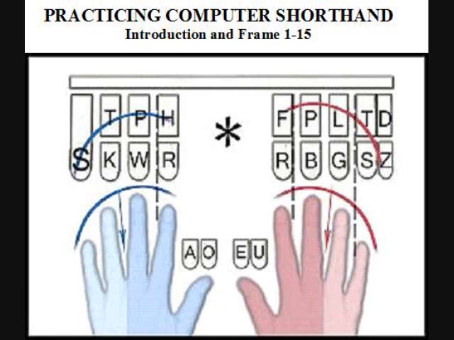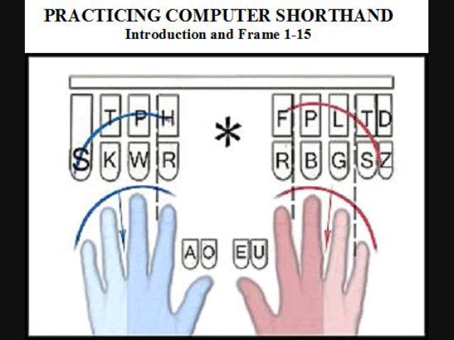Toe, window, yellow. Okay, the next frame is long U. Okay.